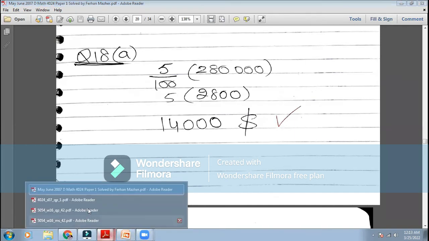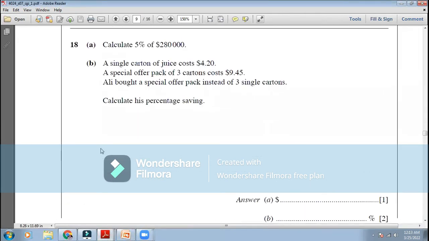So, simple question. The next part is: a single carton of juice costs $4.20. A special offer pack of 3 cartons costs $9.45. Ali bought a special offer pack instead of 3 single cartons. Calculate his percentage saving. So he bought a special offer pack which has 3 cartons, and that costs him $9.45.